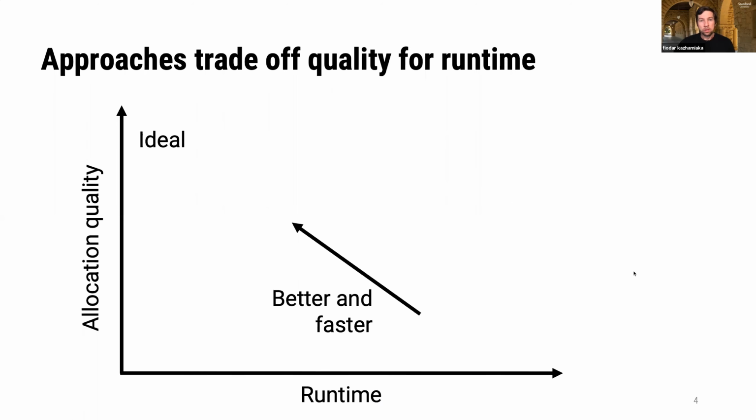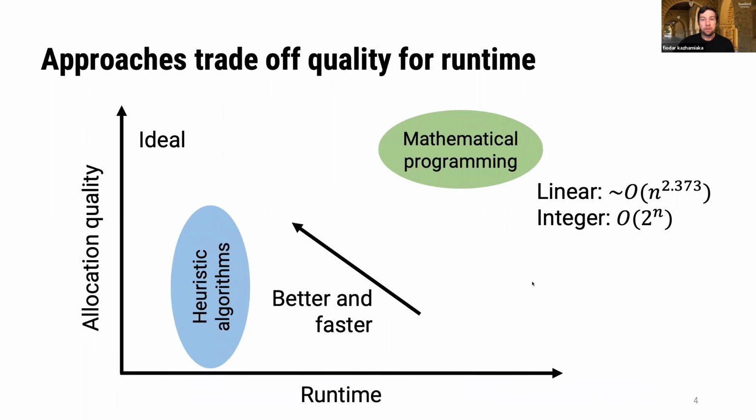We can put both of these approaches on a runtime versus allocation quality graph. Ideally, we want to live in the top left corner, where we can compute the best possible allocations extremely quickly. Heuristic algorithms typically live on the bottom left of this graph, fast but often producing low quality allocations. Mathematical program solvers can compute optimal solutions, but scale poorly, occasionally with exponential worst-case runtimes. This is too slow to be deployed in large systems. And the trade-off between these two approaches is quite severe. The difference in runtime can be several orders of magnitude, and heuristics can be far from optimal.